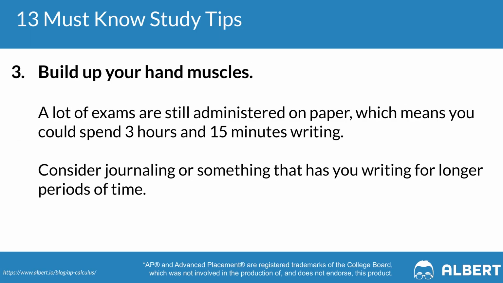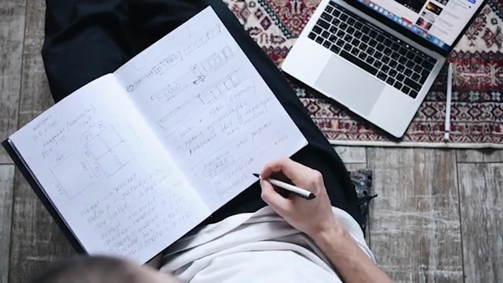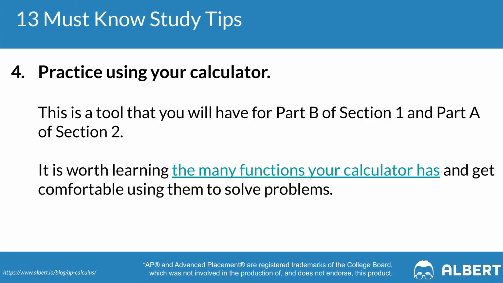Tip number 3 is to build up your hand muscles. AP Calculus requires a lot of handwriting, especially when it comes to the free response section, and so you don't want your hand to get cramped and to cost you valuable minutes come test day. To build up your stamina, you might find it helpful to either work through past AP Calculus previously released exams, or to just work through some journaling every day so that you can build up your stamina to writing for extended periods of time.